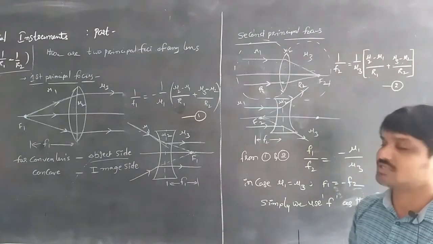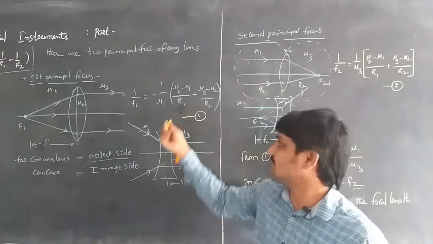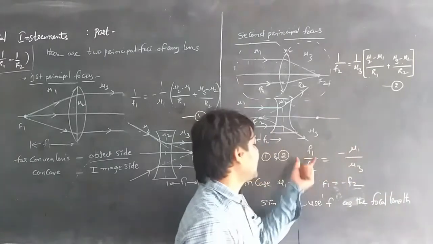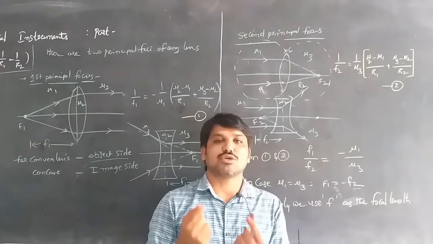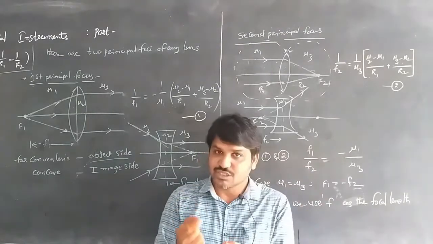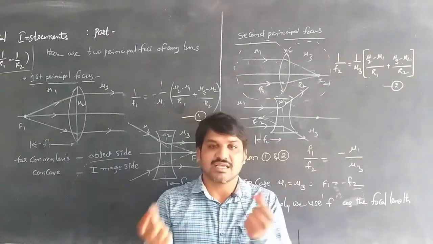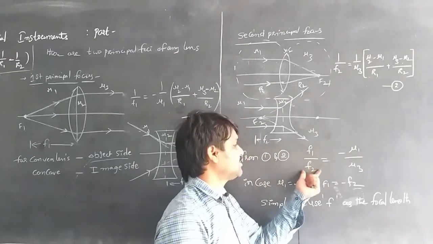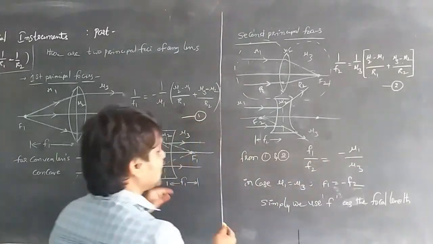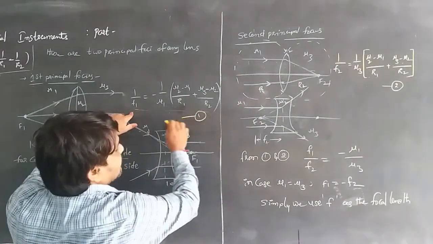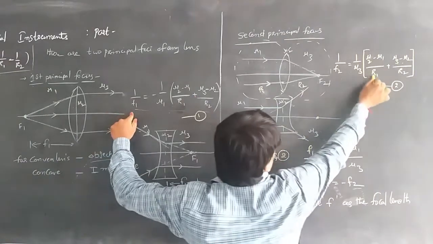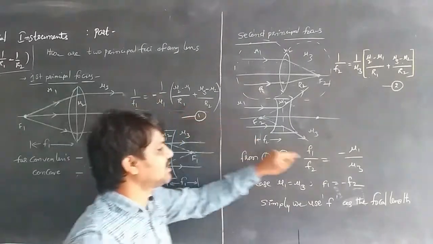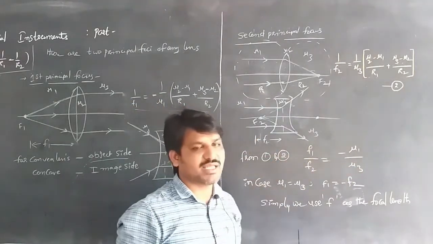From equation number 1 and equation number 2, if we want to find the ratio between the two focal lengths of the lens, the first principal focus and the second principal focus, then f1 by f2, the ratio between the foci, is equal to minus mu1 by minus mu3. Dividing by equation number 2, these two terms are the same, so they both get cancelled. Then from that we get minus 1 by mu1, so we get minus mu1 by mu3 as the relation.